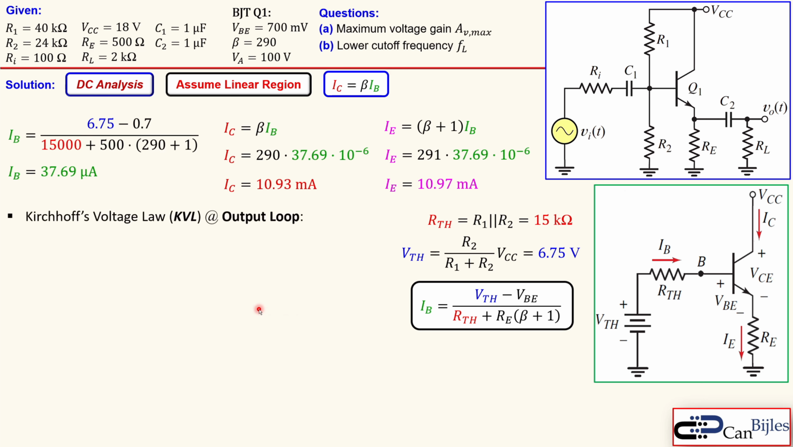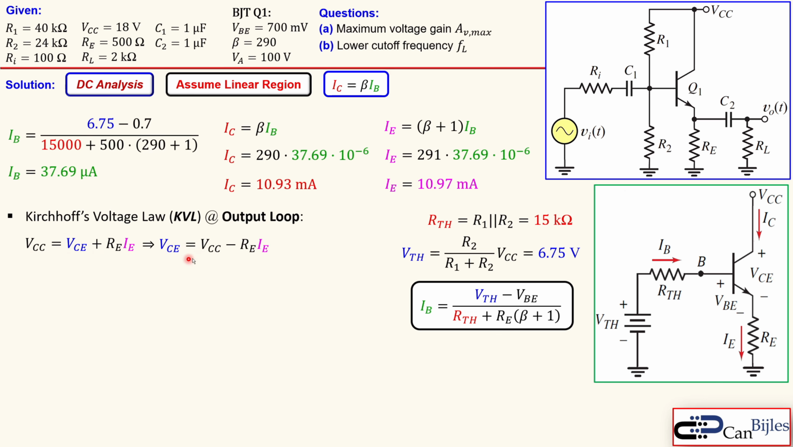Okay, let's also check the condition for the assumption we have actually made, a linear region. So we first start with Kirchhoff's voltage law at the output loop. I start here at the node, looking at this circuit, and then go all the way to ground. So I will develop VCC is equal to VCE plus this voltage across RE. That's shown here. So I would like to see how much the voltage across the collector-emitter node is.